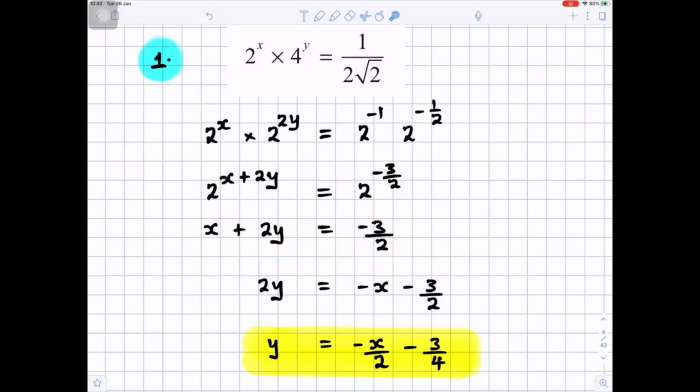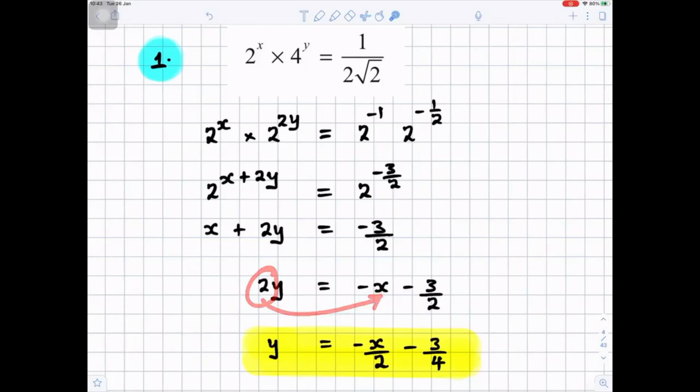Now we solve for y. x plus 2y is equal to minus 3 over 2. So we want to make y the subject. We'll take plus x to the right, it becomes minus x, and it's times 2y. Opposite of times 2 is divided by 2.